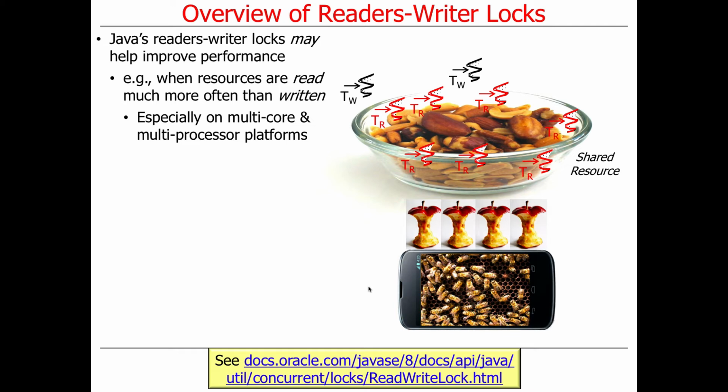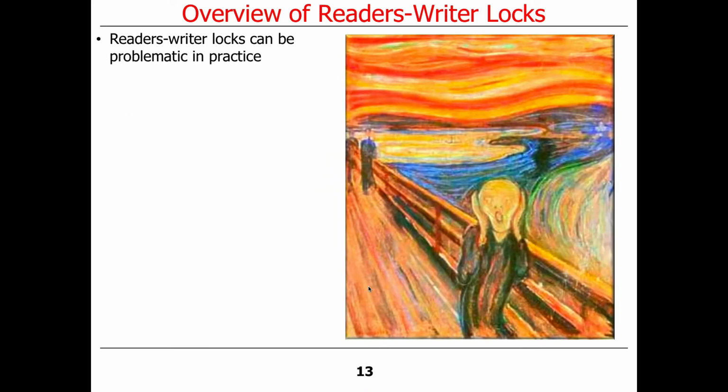In fact, I would make the case that if you don't have multiple cores and multiple processors, it's probably a complete waste of time to use a readers-writer abstraction. Because if you only have one core, then you may have 20 reading threads, but there's only going to be one running at a time. So it's probably overkill to use a readers-writer lock in that situation.